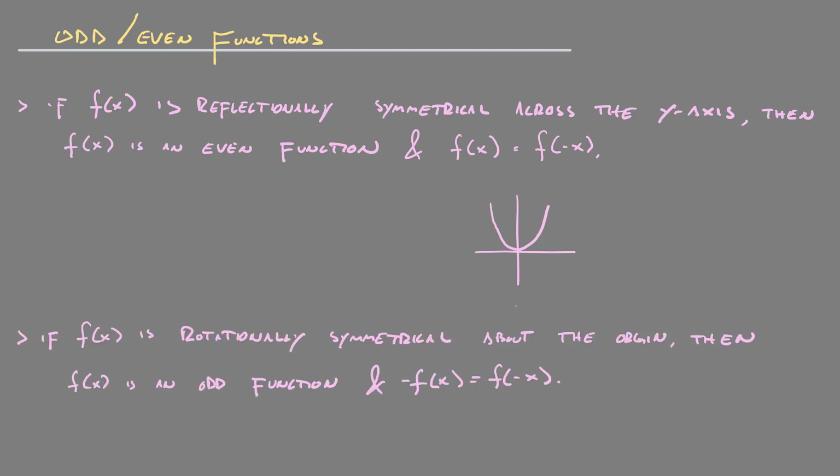If f of x is rotationally symmetrical about the origin, then f of x is an odd function, and negative f of x is equal to f of negative x. That's the mathematical definition. So think like x cubed, right? Something like this. If you rotate that 180 degrees, it is going to look exactly the same, at least if I were to draw it with any semblance of symmetry, but x cubed is definitely symmetric. So let's get back to trigonometry.